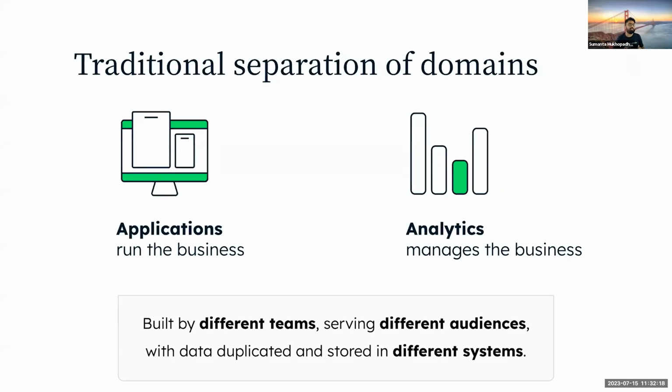So this is a traditional separation of domains. What we mean by that is we have an application set where we run the business, and we have an analytics set where we manage the business. Obviously they're built by different teams, as explained, and serve different audiences. Applications are run by users, and analytics is majorly required by the business or the stakeholders. This is how things have worked so far, and this is how it will be for the coming years.